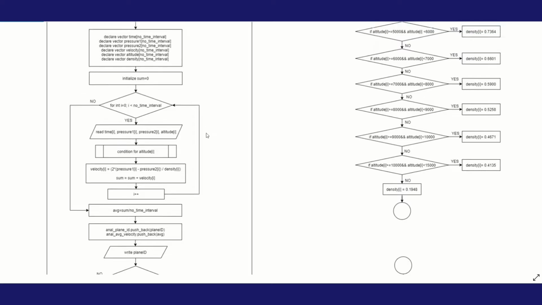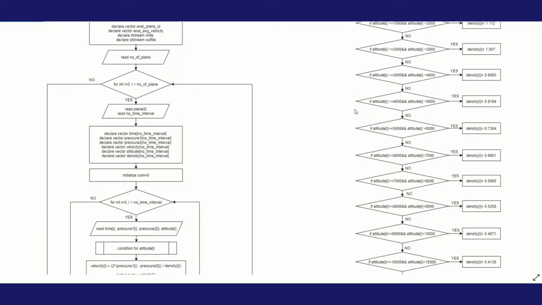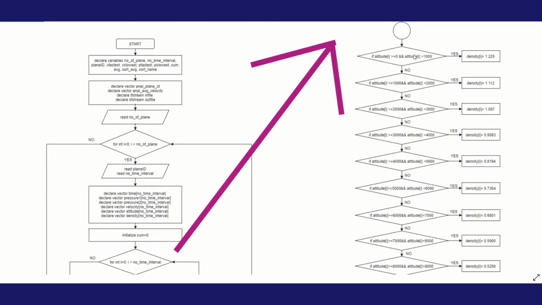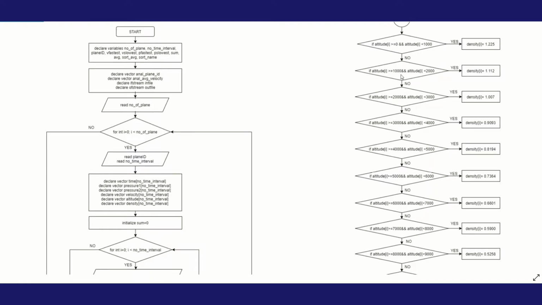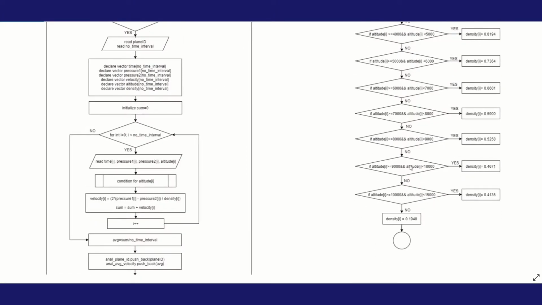If we look at this subprocess, refer to this flowchart, yeah, this right flowchart here. We're going to check the condition for each altitude. If the altitude is greater than 0 and lesser than 100, then density will be this value. And if altitude is greater than or equal to 1000 or lesser than 2000, then this will be the value for the density, and so on and so forth until it reaches the last condition. And then we're going back to the main flowchart again.